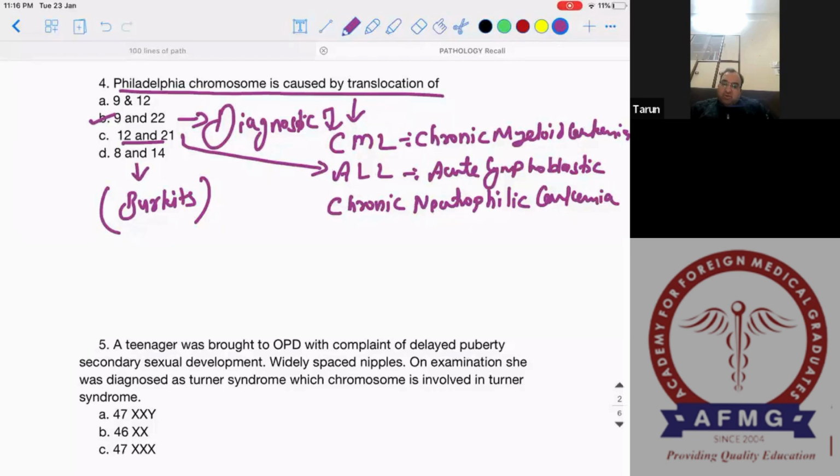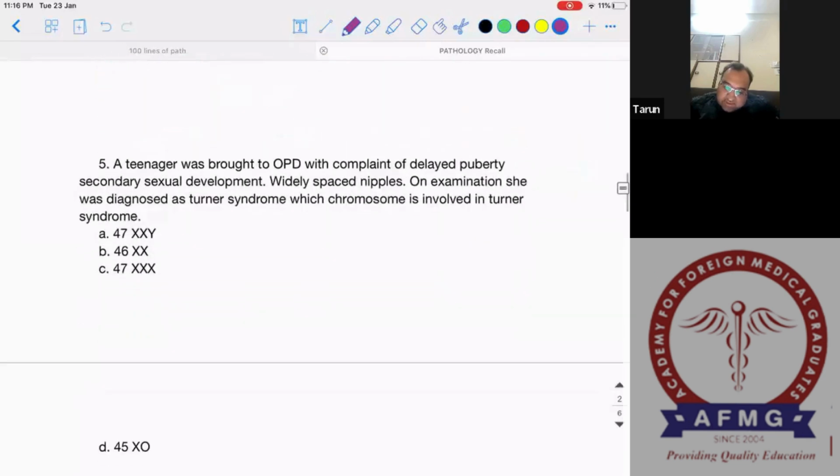So 9;22 translocation of CML, 8;14 translocation of the Burkitt's, both are diagnostic of these conditions. So that's why I told you to always remember these two important translocations. So here also this year we got the question.